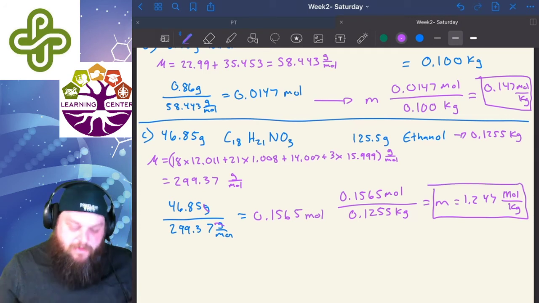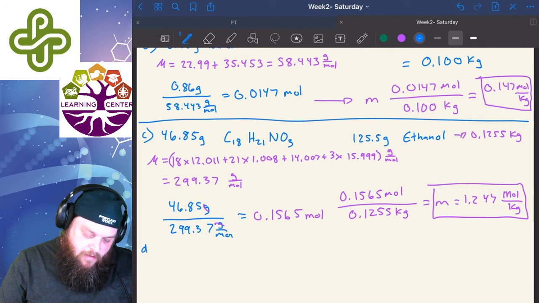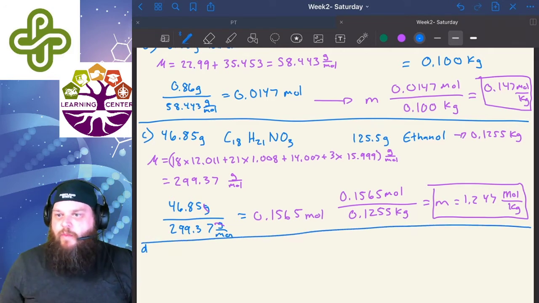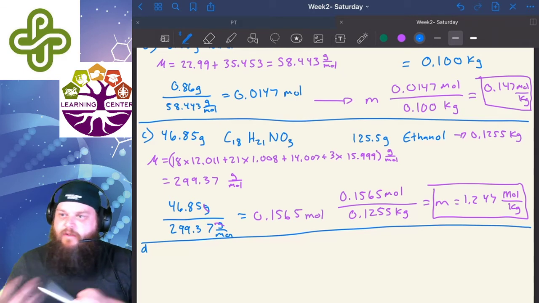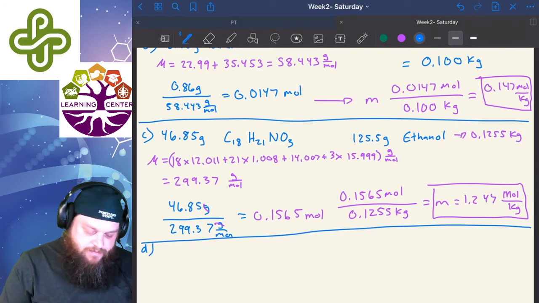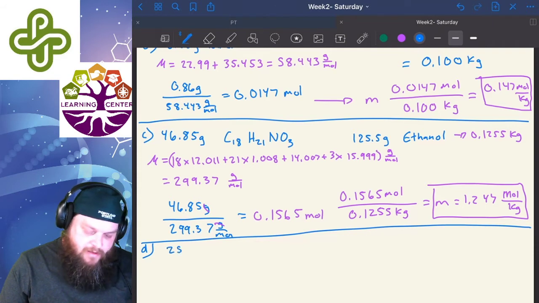So it's a pretty straightforward process. Run it through one more time for part D. Basically, what we're looking to do is take whatever solute we have and turn it into moles, whatever solvent we have, turn it into kilograms, and you divide the moles by the kilograms. So this last one is 25 grams of I2.